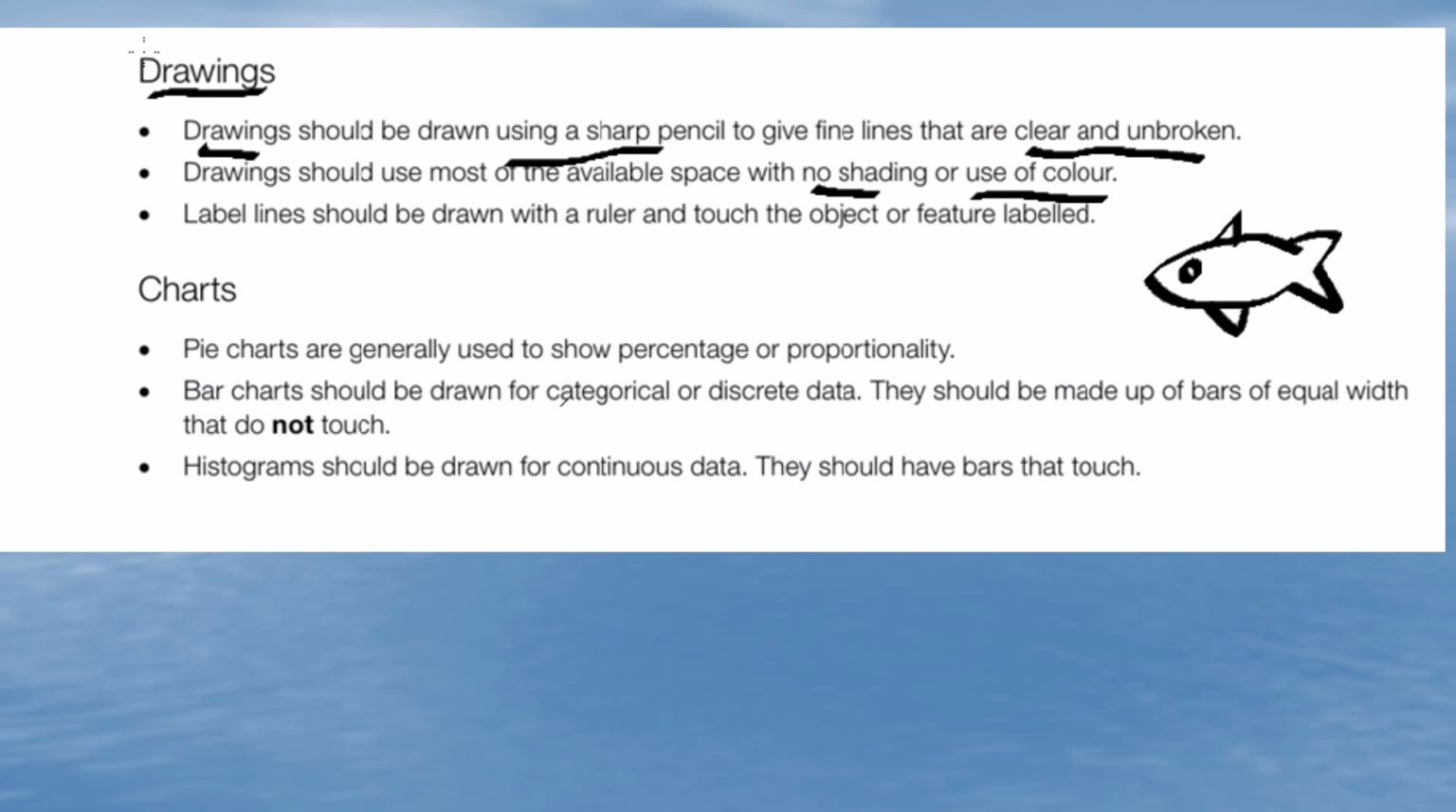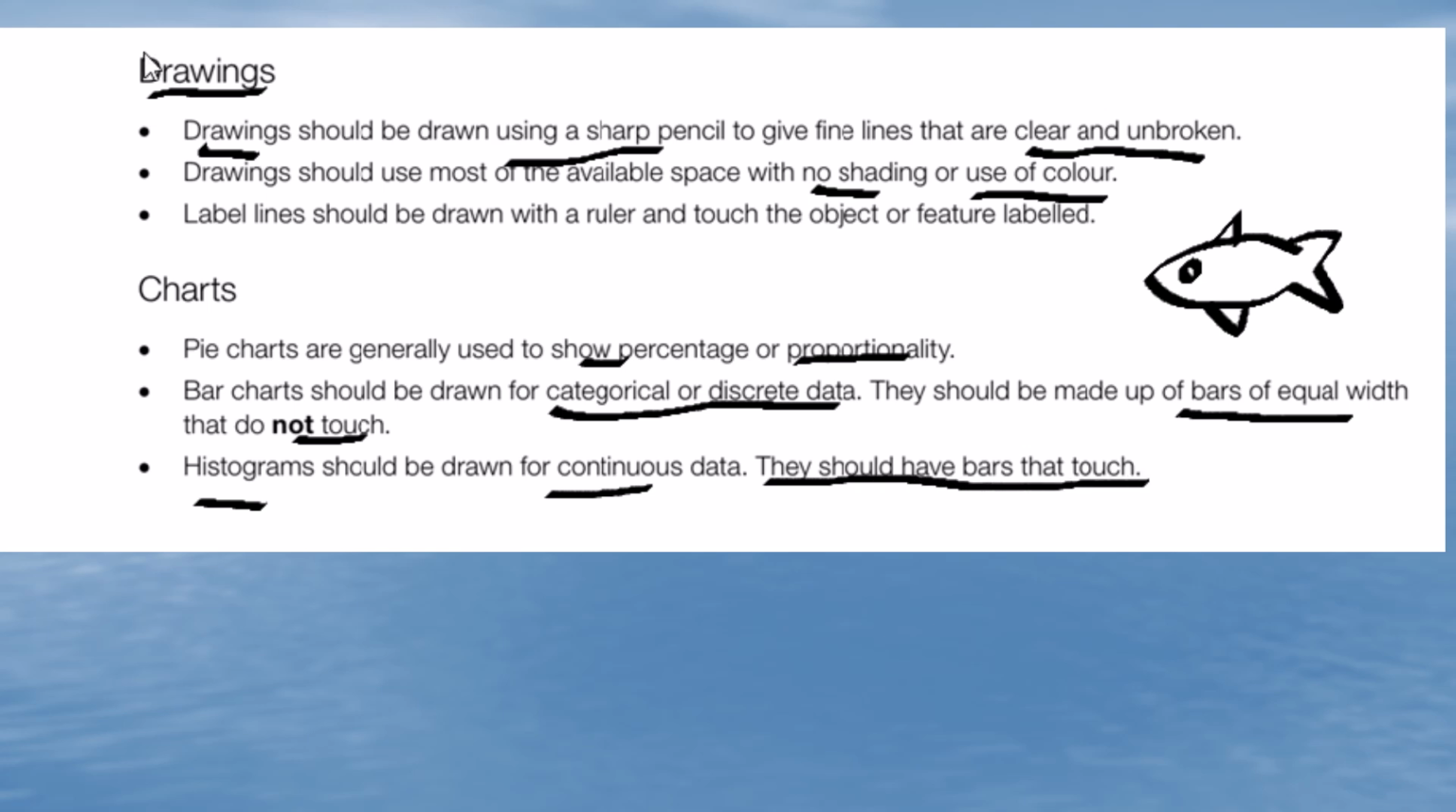Pie charts are generally used to show percentage or proportionality, and they should be drawn for category or discrete data. And bar charts should be made up of bars of equal width that do not touch. And histograms should be drawn for continuous data, and they should have bars that touch. So just reviewing these things here will make especially Paper 2 a lot easier for you. Good luck, it's coming soon.